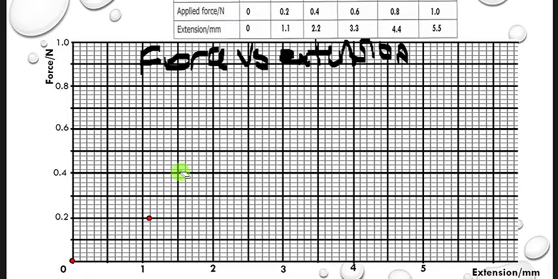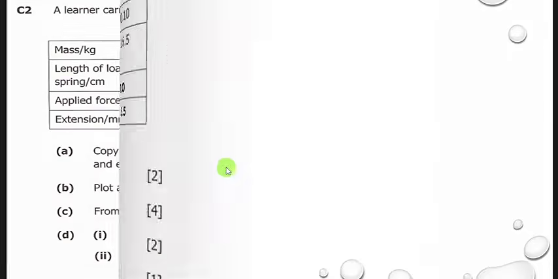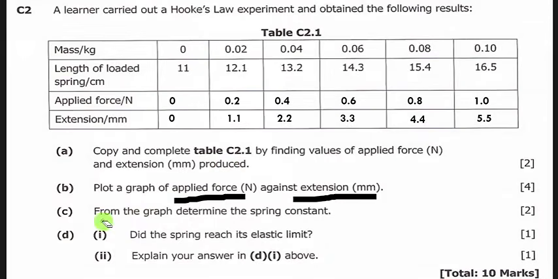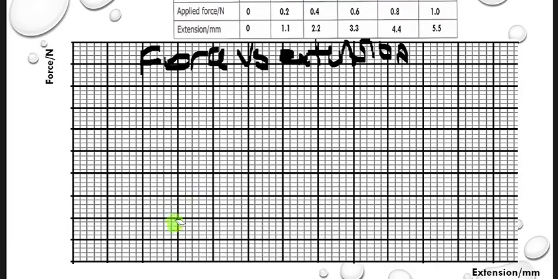So another question, I missed it. Another question here, I never brought it. Say, from the graph, determine the spring constant. So let's see from this graph here which we have drawn. Now we determine the spring constant. So the spring constant is the gradient of this graph.